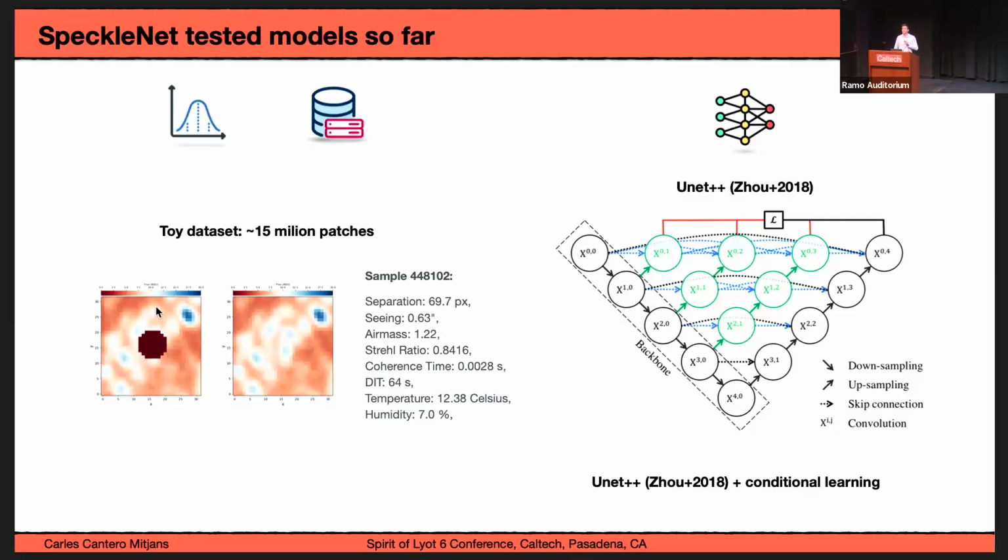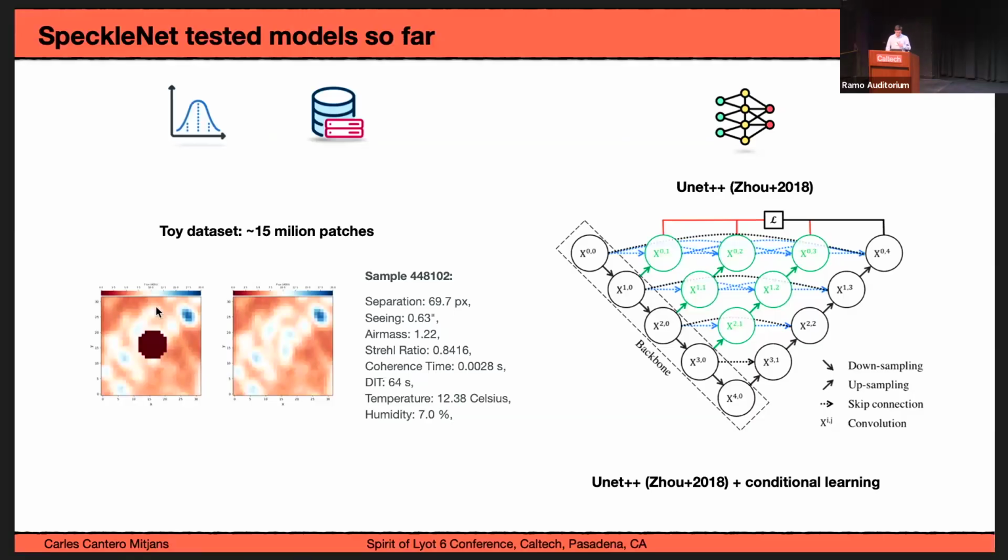We are not using the same U-Net as Construct. We are improving the U-Net into something called U-Net++. Again, we can talk about U-Net++, but now it's not the point. And then we are using the U-Net++ and adding this conditional learning. We are conditioning the learning on the atmospheric features and the separation.